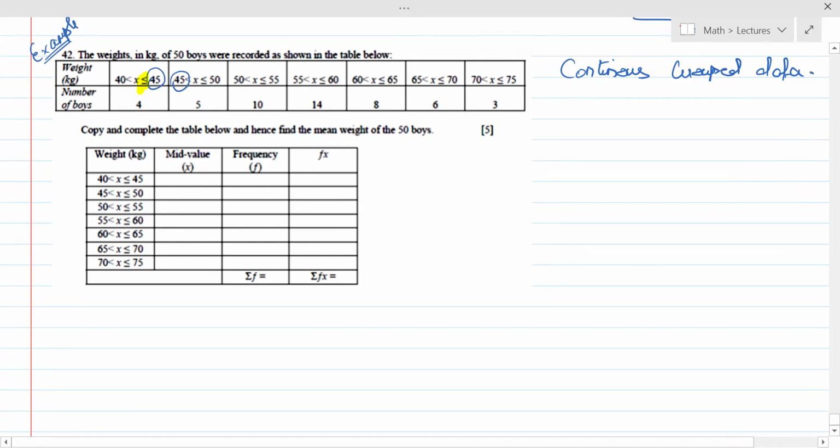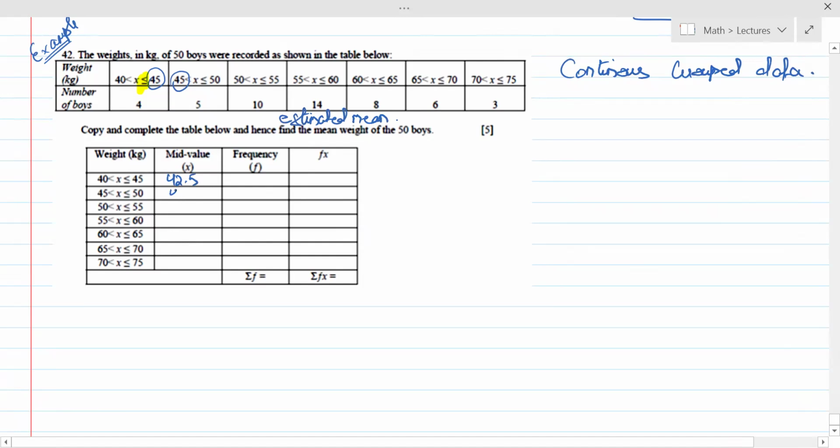And here the question says copy and complete the table and hence find the mean. This question is missing the word estimate. It should be saying estimated mean, because whenever we have group data and mean is to be found, it's always estimated mean. Like the previous question, we'll find the mid values, we'll find their respective frequencies, f and fx, and we'll use the formula. So finding the mid values, mid of 40 and 45, that would be 42.5.